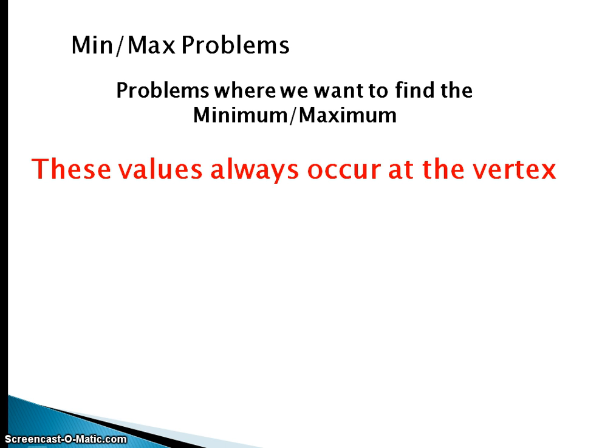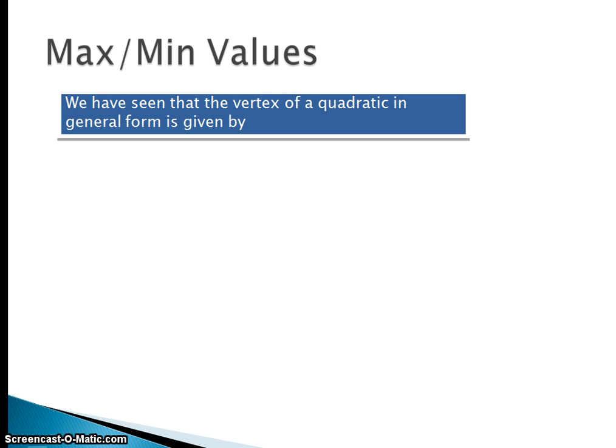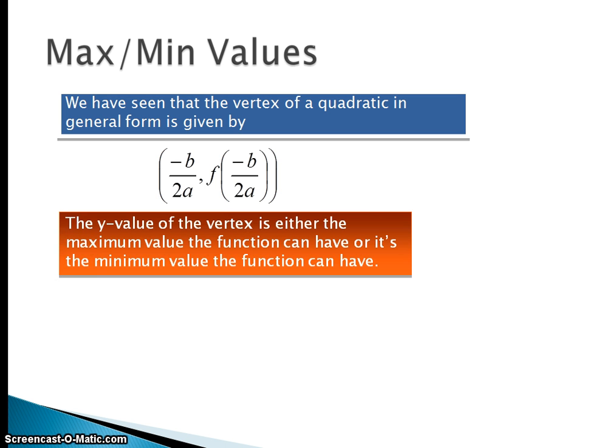Now first we'll just look at an example of a min-max problem. These are problems where we want to find the minimum or maximum. Now you know that always occurs at the vertex. Okay, so we have seen that the vertex in general form is usually given by the formula negative b divided by 2a, and the y value is the function evaluated at the point negative b divided by 2a. The y value of the vertex is either the minimum value or the maximum value.